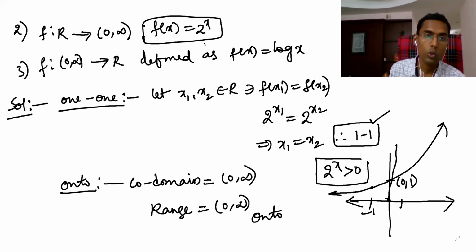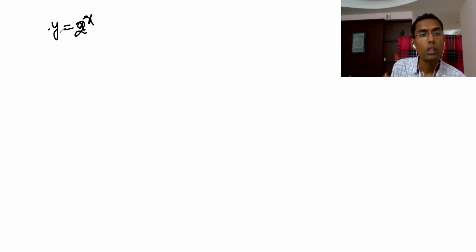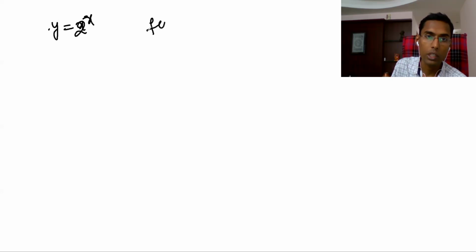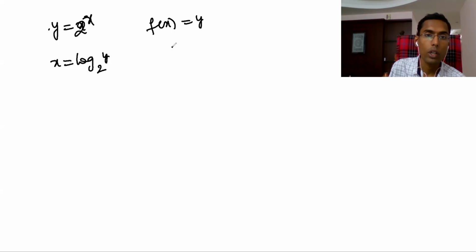Another way also I told you. What is the other way? I told, let y equal to 2 power x. Now what does it mean? So image of x is y. So f of x, I'm taking as f of x equal to y. F of x is what? 2 power x equal to y. Then x equal to what? Log y to the base 2.